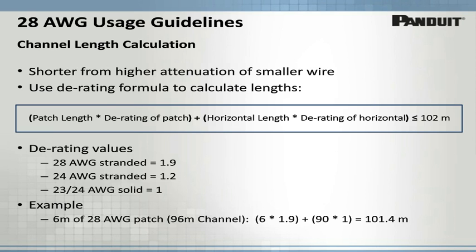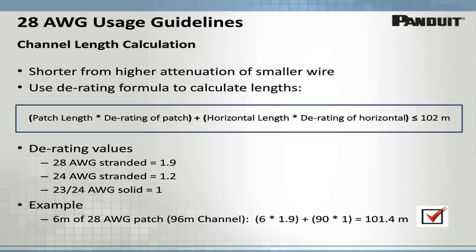So looking at an example at the bottom of the page, when using 6 meters of 28 gauge patch, we would have a patch portion that is 6 meters times 1.9 derating, totaling 11.4 meters, plus the horizontal or permanent link portion, 90 times a derating factor of 1, so that's 90 meters. So 90 plus 11.4 is 101.4, which, as we can see, meets our criteria for being under 102 meters. So this would be an allowable channel. The same math would apply for the 83-meter permanent link and 93-meter channel that we looked at a moment ago, as well as many other variations.